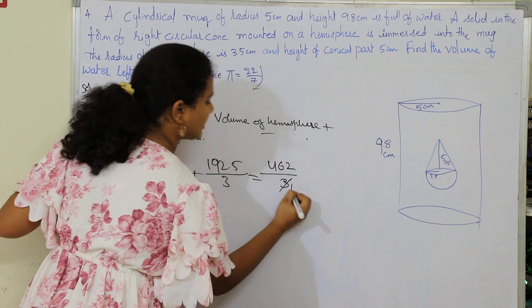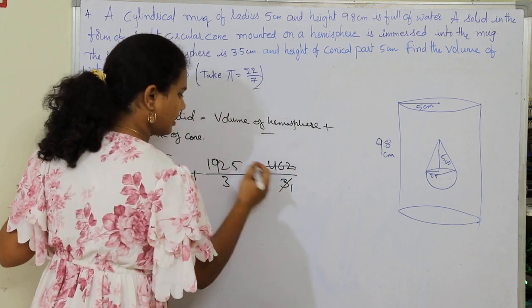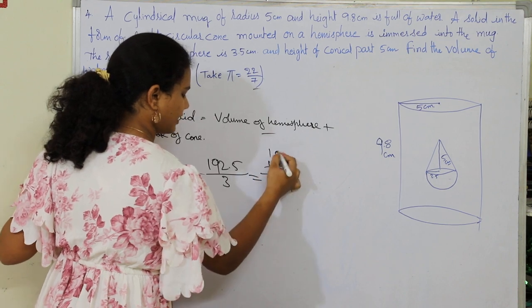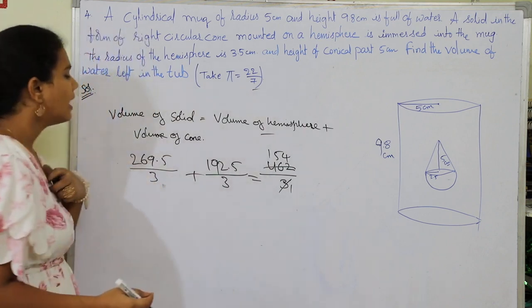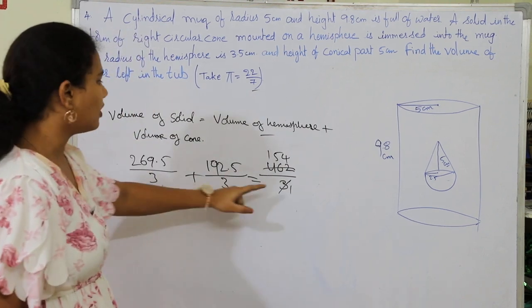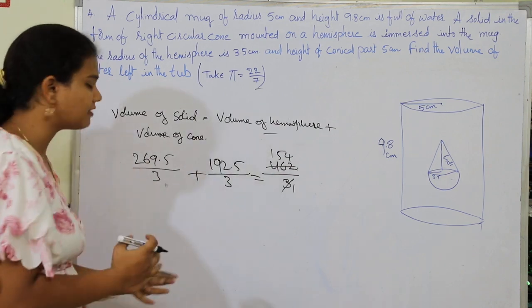3, right? So 3 ones 3. So if I take like this, 3 ones 3. This used 1 time, this used 5 times, and this used 4 times. Okay. So therefore I got the volume of the solid equals 154. Done. So the volume of the solid equals 154.